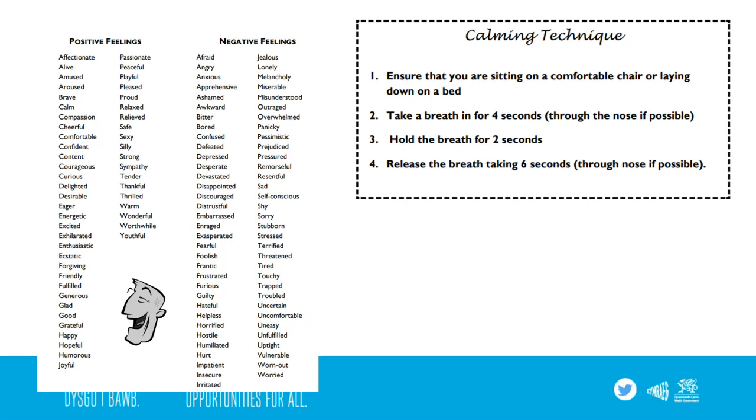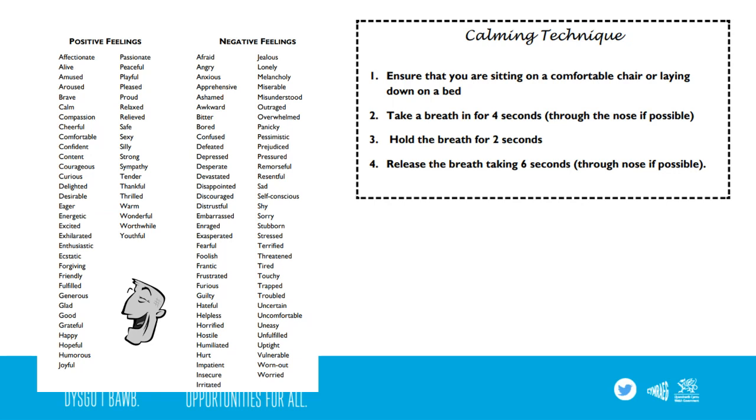Sometimes people with schizophrenia can be quite highly strung and quite on edge. And so keeping them as calm as possible is also a way of then allowing them to talk about their feelings. So ensuring that they are sitting on a comfortable chair or lying down. And it's a little bit of mindfulness, isn't it?